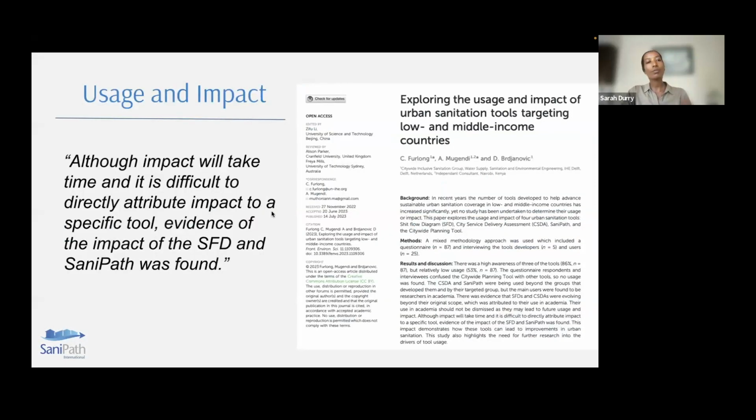So as you may be aware, there are many different types of tools that have been developed in the sanitation space. This recently released article by Dr. Furlong and colleagues at IHE Delft compares some of these sanitation tools. And I'll just quote from the abstract. Although impact will take time and it's difficult to directly attribute impact to a specific tool, evidence of the impact of FSD and SaniPath was found. So with that being said, I'll move on to some case studies where you can see some of that impact.